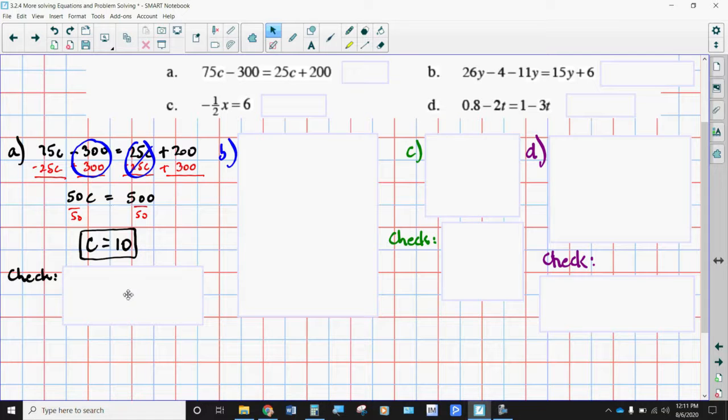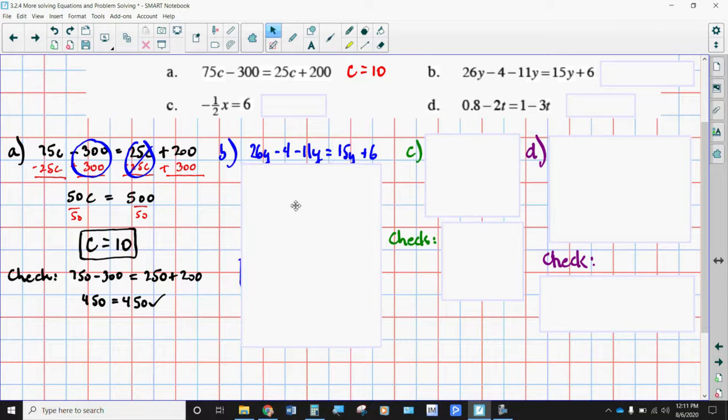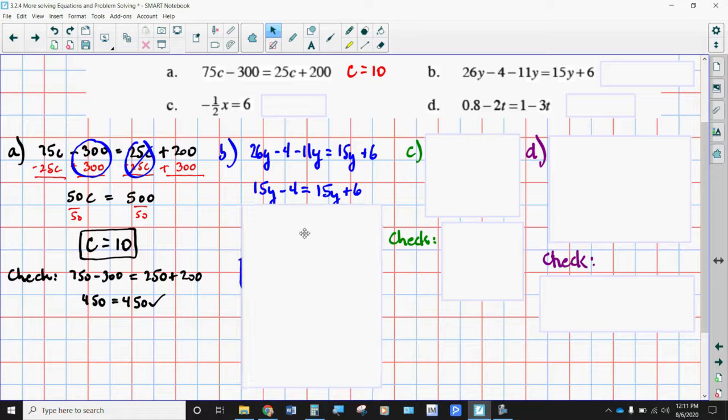So if this is correct, 75 times 10 is 750. 25 times 10 is 250. 750 minus 300 is 450. And 250 plus 200 is 450. So our check worked out. The left expression is equivalent to the right expression when our variable c is equal to 10, which means the solution for c is 10.